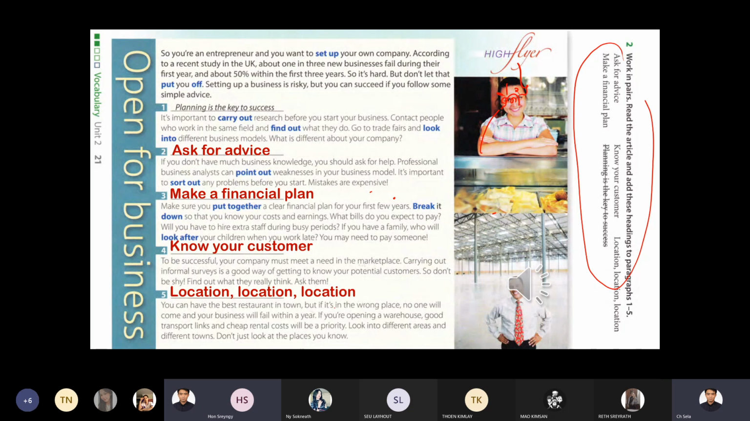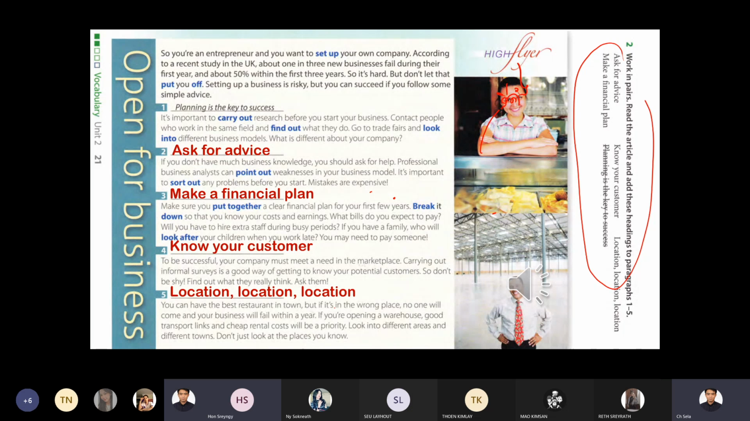One, planning is the key to success. It's important to carry out research before you start your business.